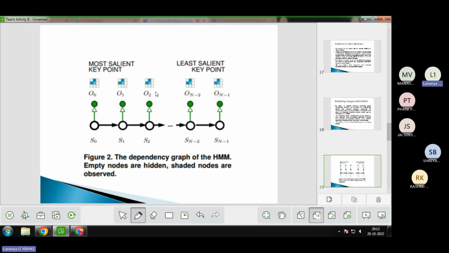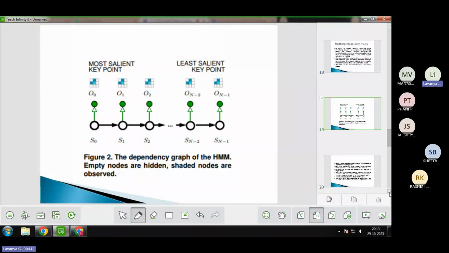Now, how do they show this? See, the observable states they are giving as O0, O1, O2, etc., On minus 1. The most salient key point, from the most salient to the less salient, they are arranged. This is how you saw in your Viterbi, right? That maximum value you went on selecting. So this is the dependency graph of the hidden Markov model. The empty nodes are the hidden ones and the shaded nodes are what they see, that is, the observable nodes.